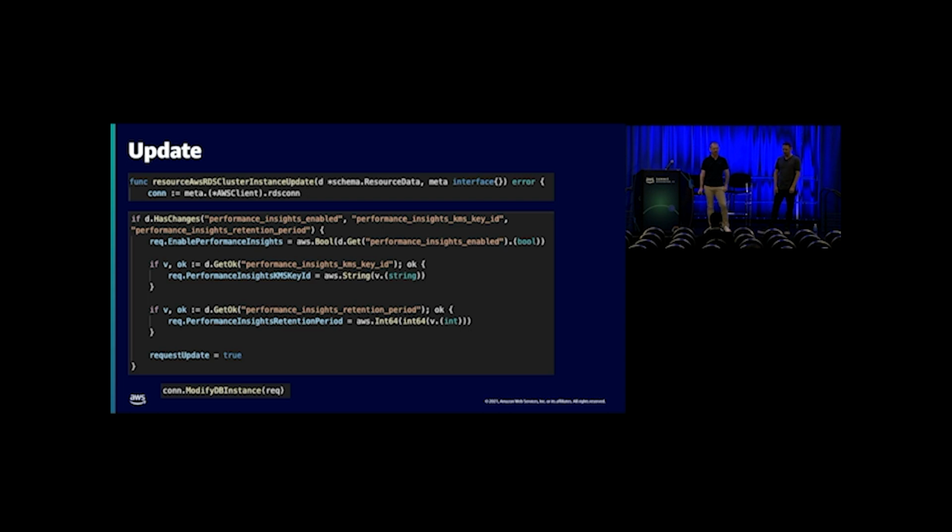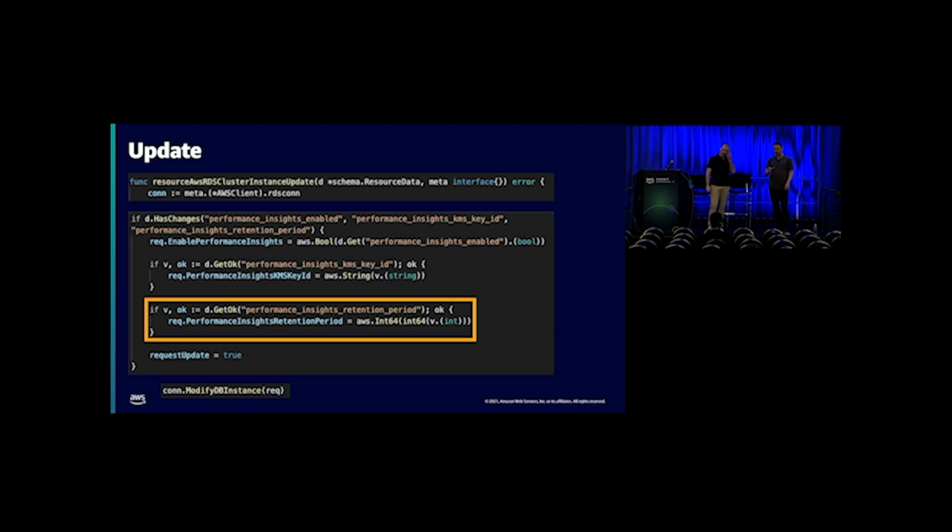There are only two changes that we have to make to this function. The first is we check to see if our parameter has a change. And then we also check what that change is, and then we add it to the REQ request map. And at the bottom, you can see that REQ gets passed to the modify DB instance function slightly later down in the same file.